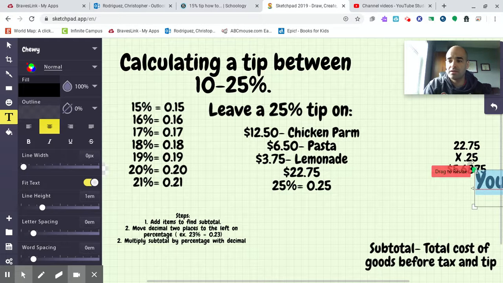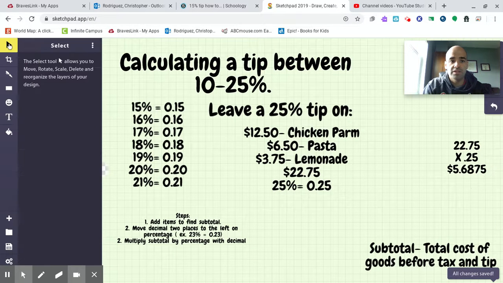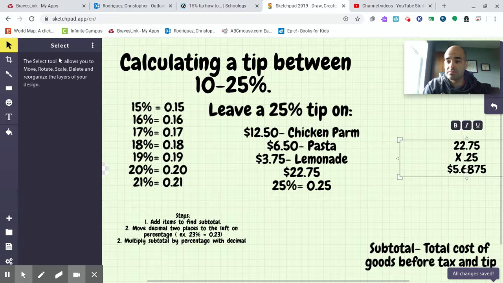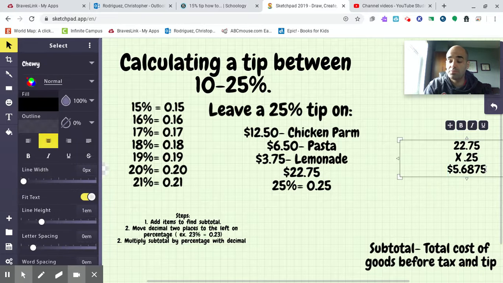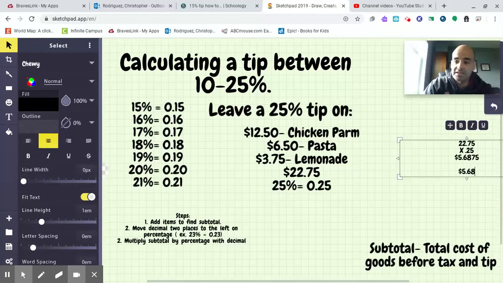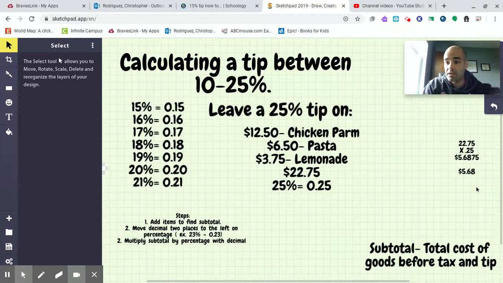All right. So thinking back to our last problem, what did I say? With money, we only take two decimals to the right, two places to the right of the decimal. So the tip that is given for this delicious chicken parm will be $5.68. Again, not worrying about the rounding.